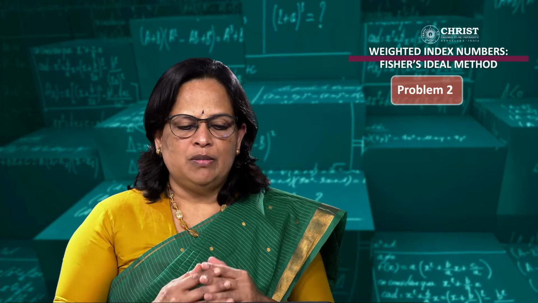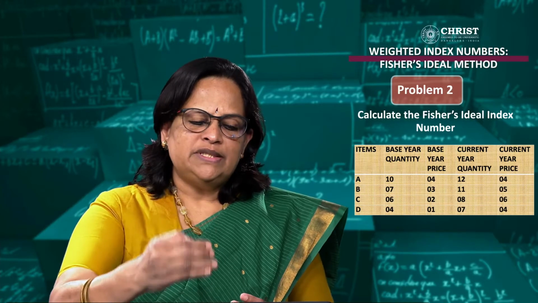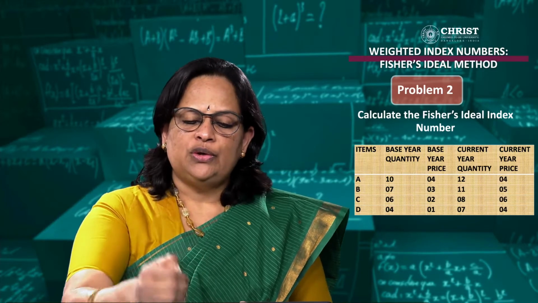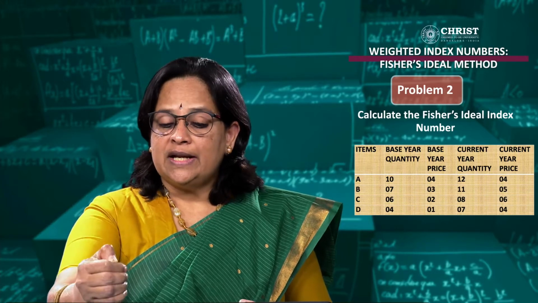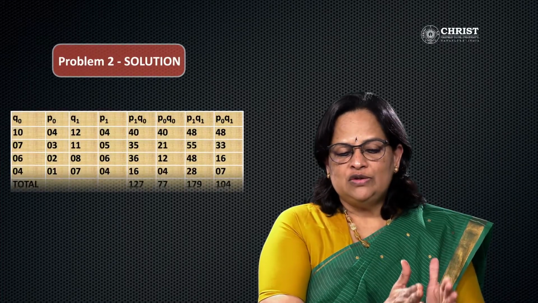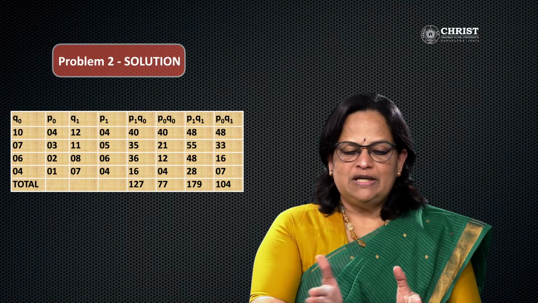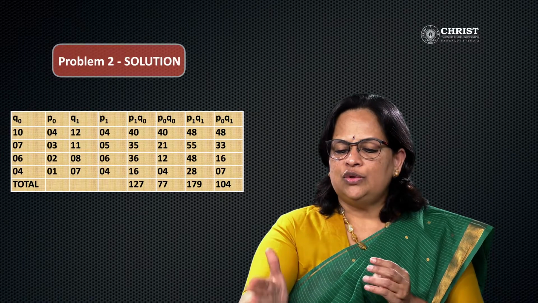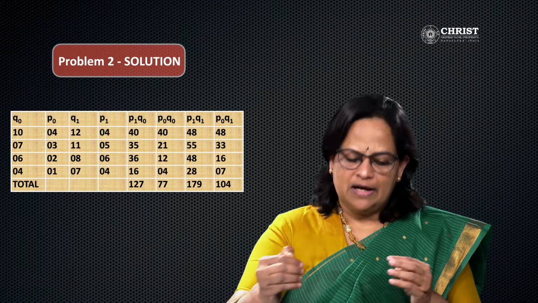Now let us do the second problem: calculate Fisher's ideal index from the following data. Items A, B, C and D, base year quantity and base year price, that is Q0 and P0. Then current year quantity, the Q1 values, and current year price, the P1 values. These columns are in the solution. Now we multiply these values: P1 Q0, P0 Q0, P1 Q1 and P0 Q1. The total values are 127, 77, 179 and 104.